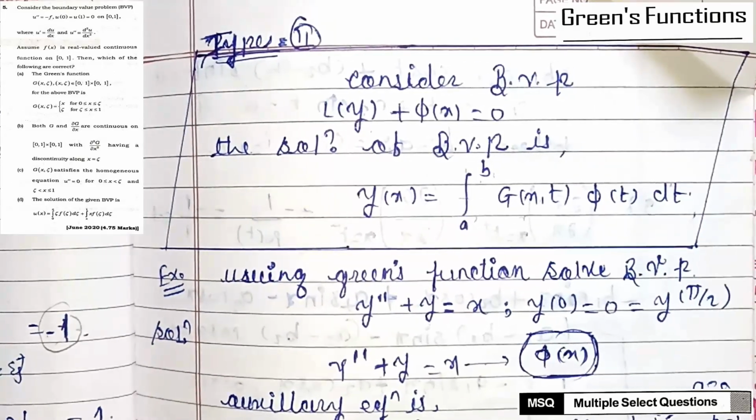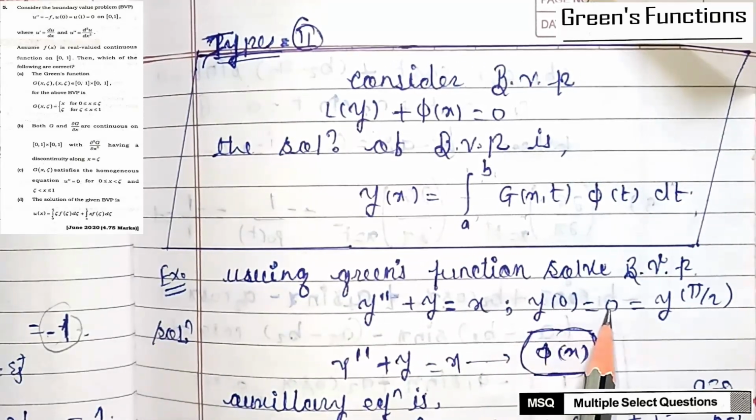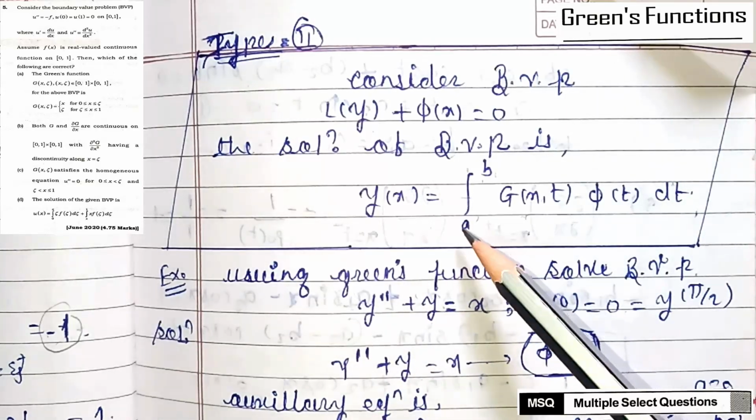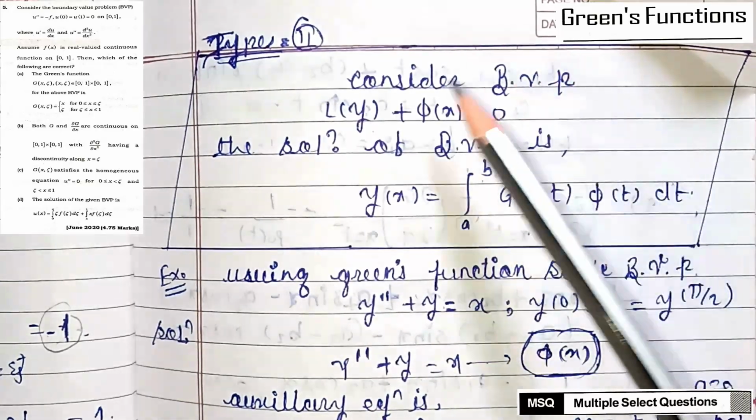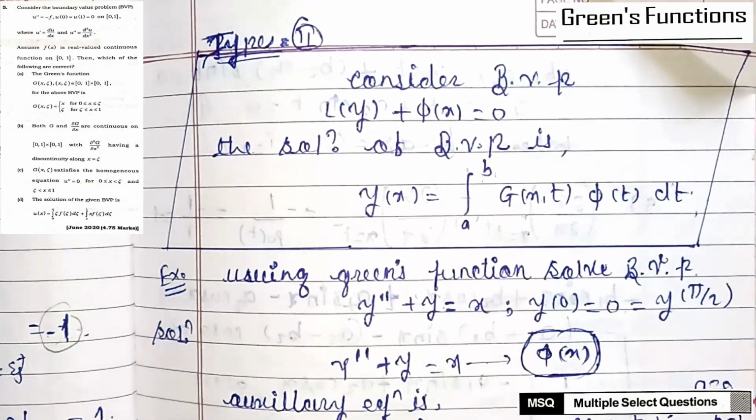For your practice, you may solve this question also: y double dash plus y equal to x, with y of 0 equal to 0 and y of pi by 2 equal to 0. Solve this boundary value problem using Green's function and find the solution by using the second condition. So we have to apply that second condition to our question.